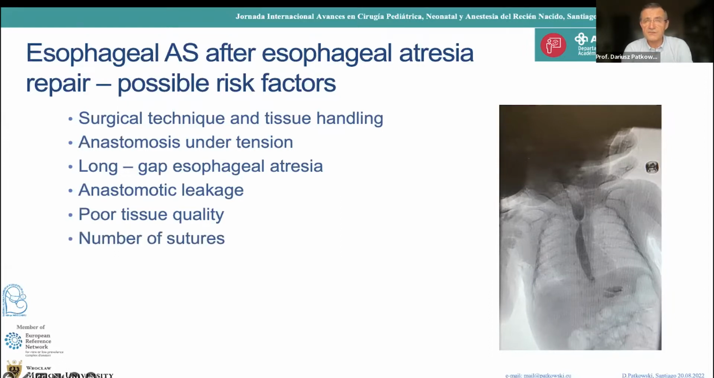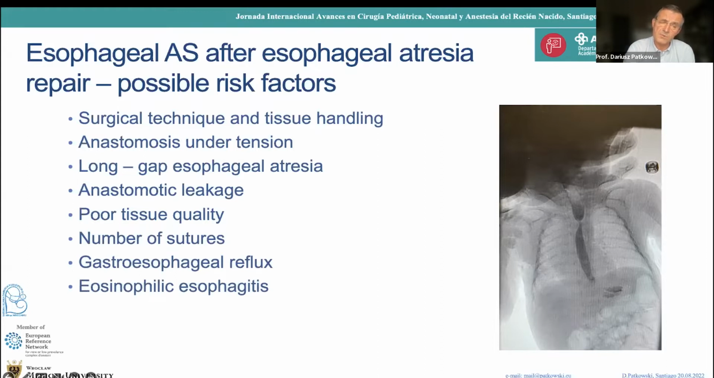The number of sutures, of course, is very important. Usually, in my experience, it's 6 to 7, 8 sutures. But I remember one case that was really very difficult. We put only 3 sutures, and there was nothing more, and it healed without any problems. Gastroesophageal reflux is probably a risk factor, but for older patients, there are more articles about eosinophilic esophagitis. And there is also a discussion about the postoperative nasogastric tube that we already discussed. I don't think that this is a real risk factor.